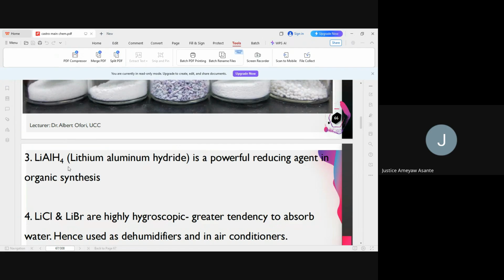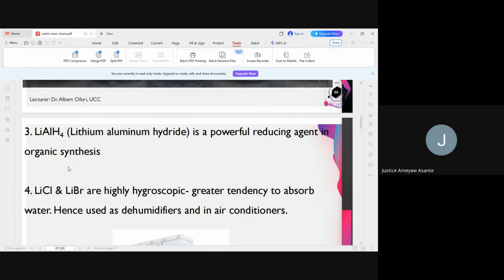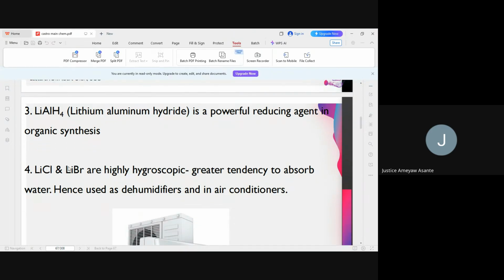Then lithium can also form a compound with aluminum and hydrogen, what we call lithium aluminum hydride. And this one is a very powerful reducing agent in organic synthesis. During organic preparations, you use this one to prepare a lot of organic substances by using lithium as a reducing agent. Maybe you can use it in the preparation of carbonyls and other things. It is used as a reducing agent.